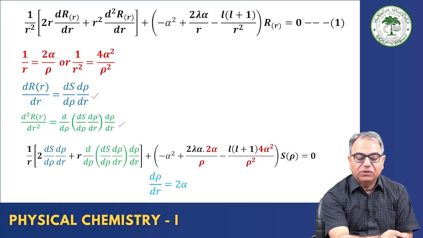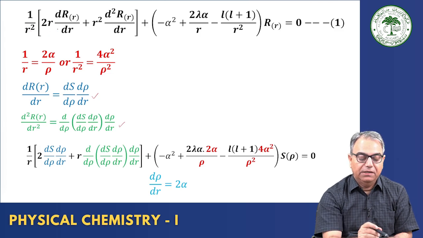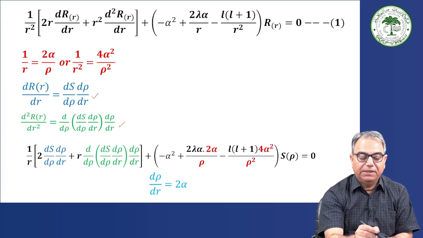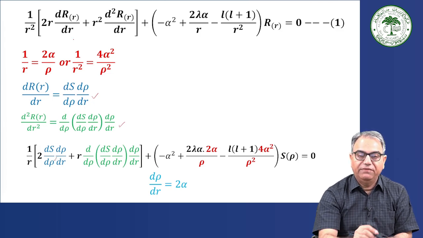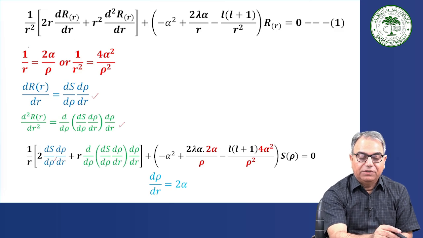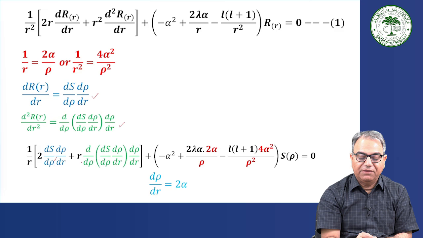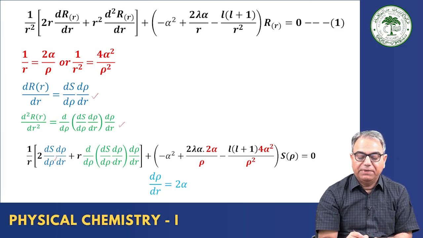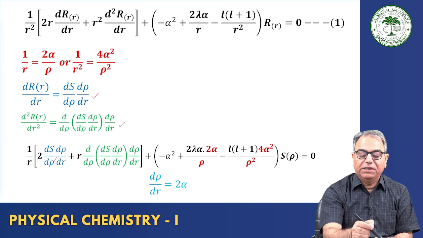You have 1 by r square, so take one of the r inside the bracket, so this r will go and you will have 2 only. Then dr by dr, you have ds divided by d rho and d rho divided by dr in the blue color, so blue color is replaced. Then since one of the r is inside, r square will go, but r will remain the same. And then the double differential d square r by dr will be replaced by the green equation, d rho ds by d rho by dr and d rho by dr. Okay. So, this replacement is done.